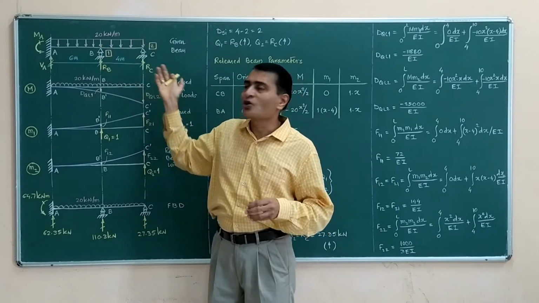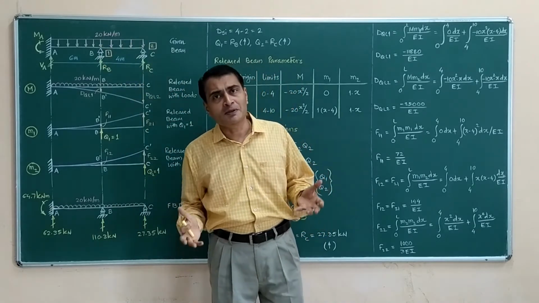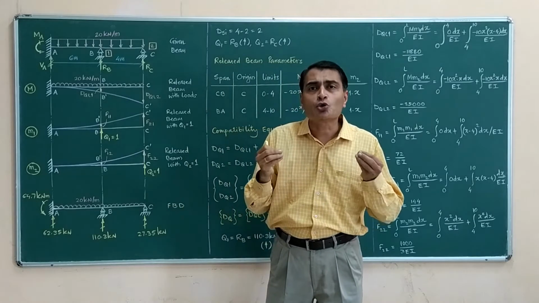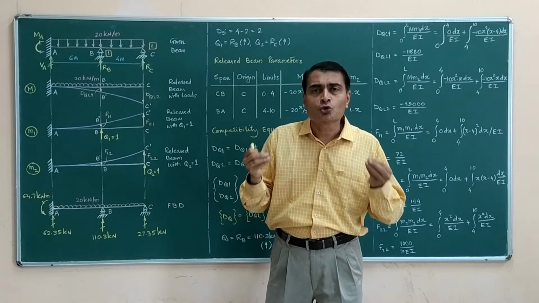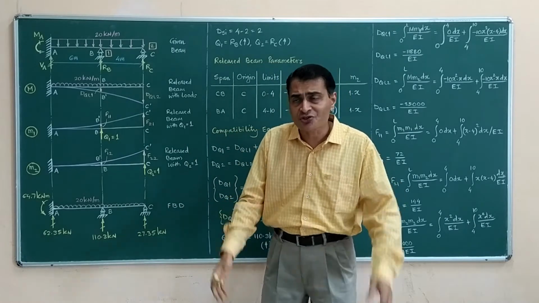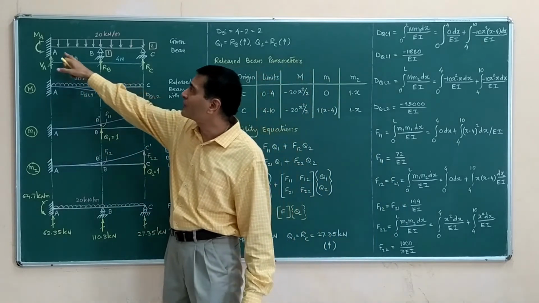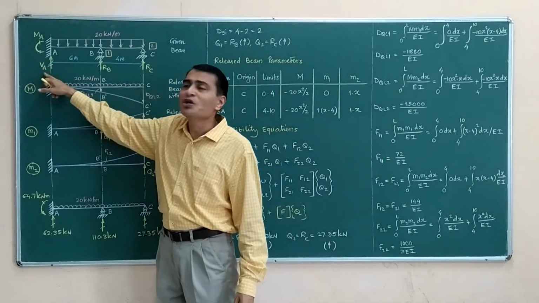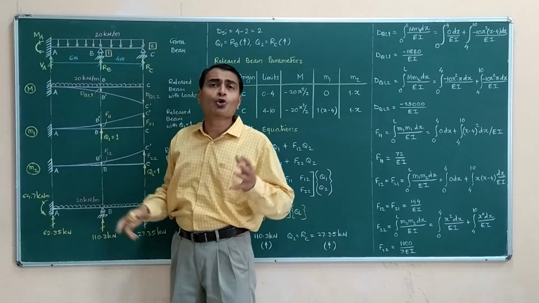So I observe the given numerical and try to show the unknown support reactions. At the fixed support, there are going to be MA, VA, and I am ignoring HA.